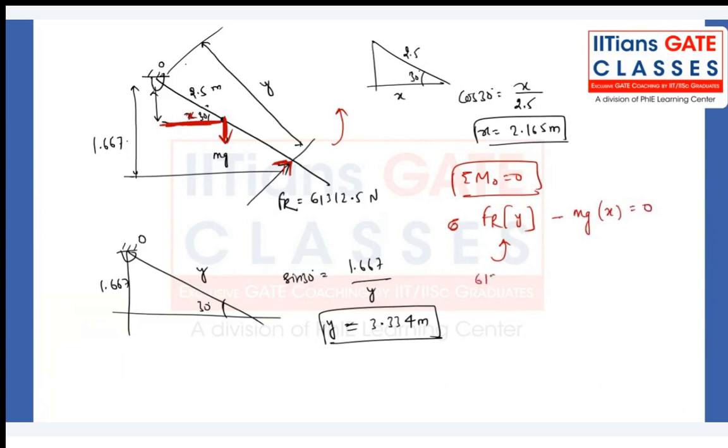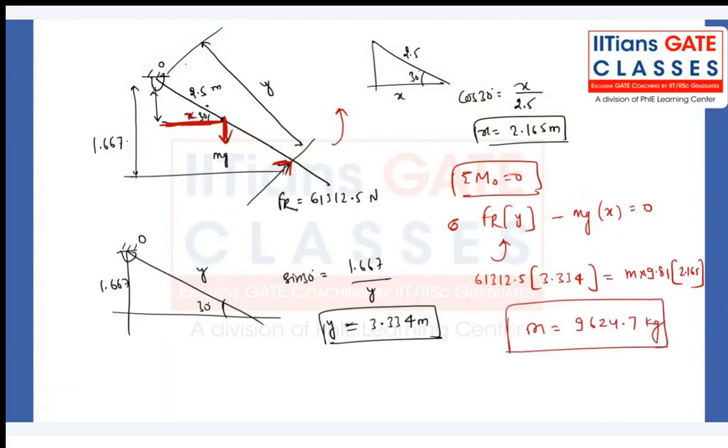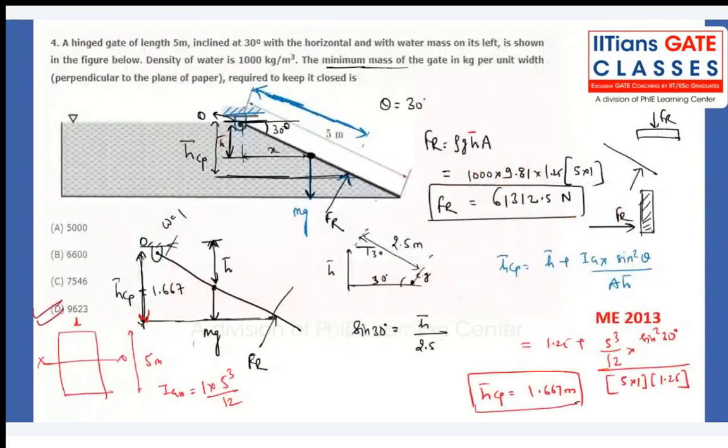Fr is what? 61312.5. y is what? 3.334. That is equal to m into 9.81, x is what? 2.165. So when you calculate the mass, that is 9624.7 kg, you will be getting the approximate answer. So when you see the options, that is D.